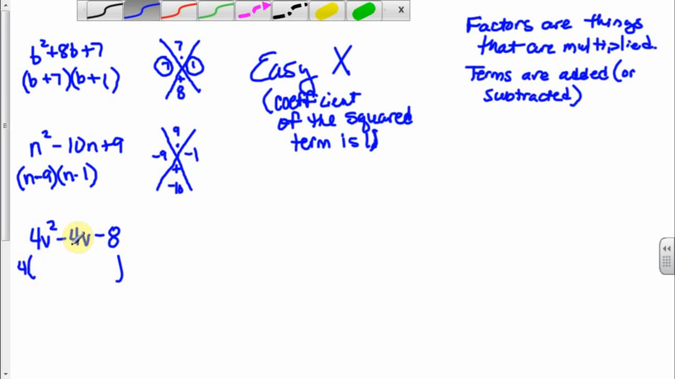Pull the 4 out. You're going to divide 4 into each one of those. You're going to get v squared minus v minus 2. Now this looks like an easy x problem because the coefficient that's on the v squared term is 1. So I simply am looking for things that multiply to be negative 2 but add to be negative 1. What are those 2 factors? Positive 2 and negative 1, or negative 2 and positive 1?